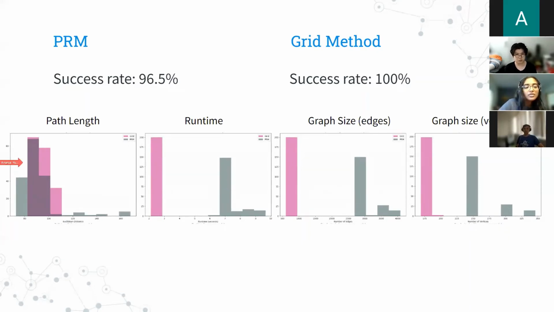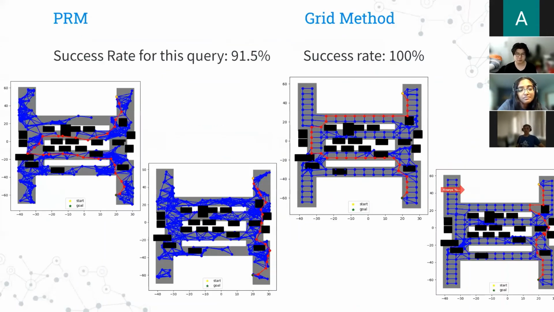We see in this first chart here that our method performs as well as the PRM in terms of path length. However, as we see in the following 3 charts, we are significantly faster and our graph size measured in both edges and vertices is significantly smaller. Also, we noticed that the PRM's runtime and graph size is significantly more variable than ours. We see that we have 1 histogram column here, whereas the runtime is sort of all over the place, the same with the graph sizes.